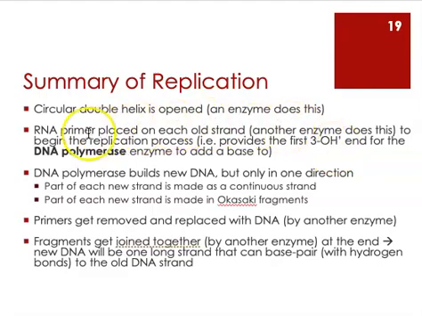The enzyme that's doing this work is called DNA polymerase. DNA polymerase is going to build new DNA, but only in one direction. It can only build new DNA in the 5' to 3' direction. So that means part of each new strand will be made continuously. That's what we call leading strand synthesis. And part of each new strand will be made in Okazaki fragments. That's called lagging strand synthesis.